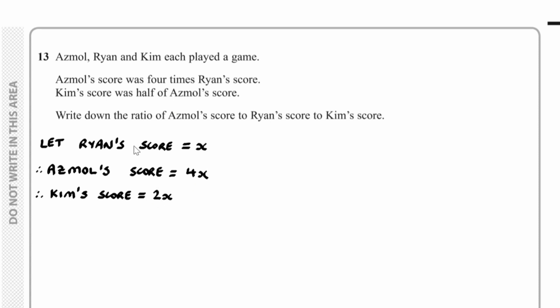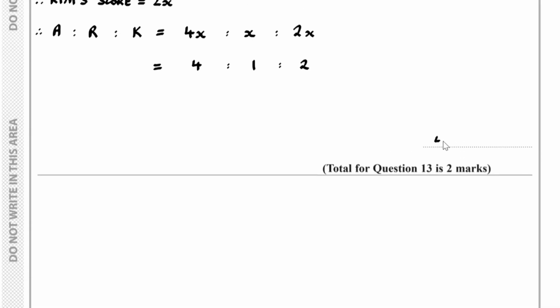And what we need to do then is find the ratio of A to R to K. So the ratio of Asmal to Ryan to Kim will equal 4x to x to 2x, which simplifies to 4 to 1 to 2. So the ratio is 4 to 1 to 2.